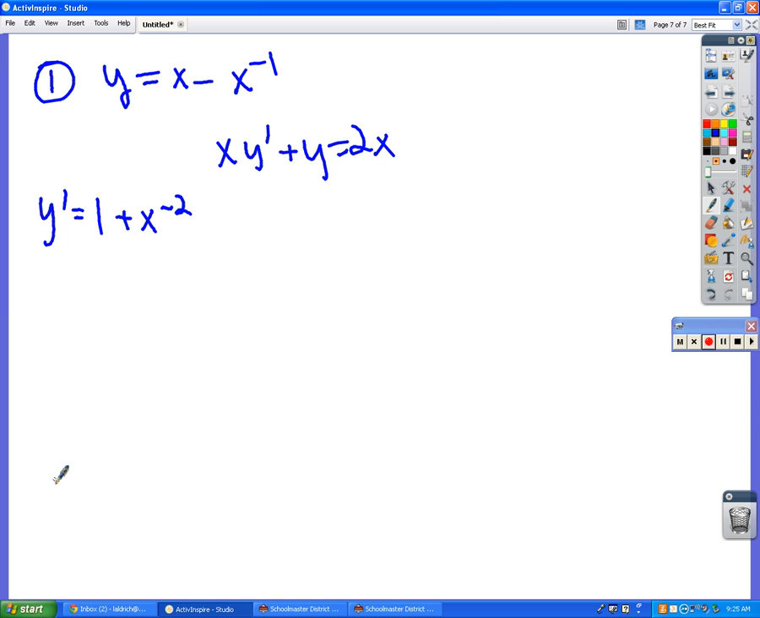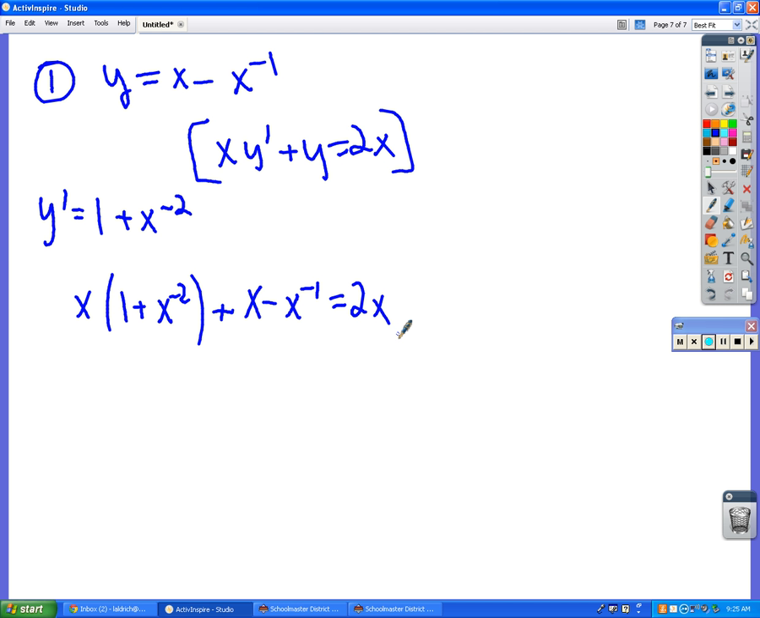Okay? And then I'm going to take this thing right here and rewrite it with the derivative in there instead and with the y in there instead, and then everything will cancel and we're going to be happy. Okay? So x times y prime becomes x times 1 plus x to the negative 2, plus x to the negative 1, and then plus y, which is x minus x to the negative 1. And that's equal to x. 2x equals 2x.